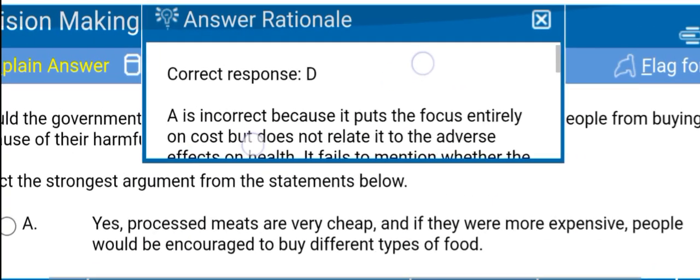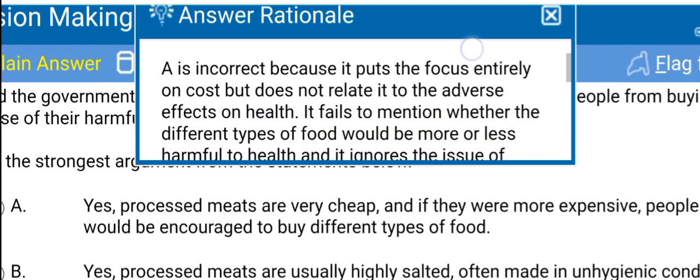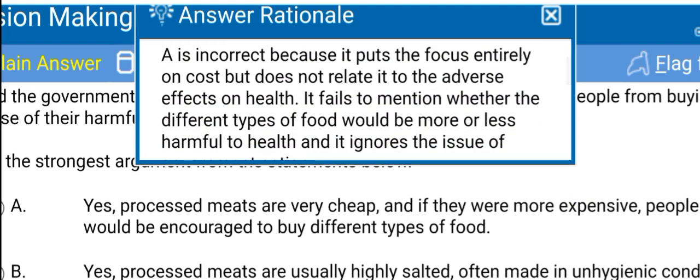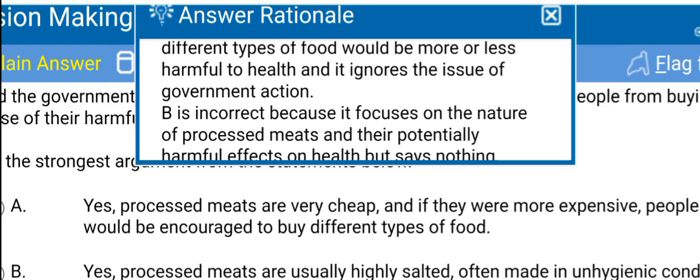So here again the correct response is option D, and option A is incorrect because it puts the focus entirely on cost but does not relate it to the adverse effects on health. It fails to mention whether the different types of food would be more or less harmful to health, and it ignores the issue of government action.